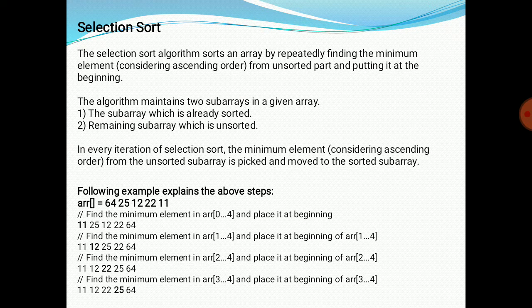After then, for the second iteration, it starts from the second element, which is 25. But what happened earlier? As the minimum element was found in the first iteration at the last location, that's why the element at the first and last location will be swapped during the first iteration.